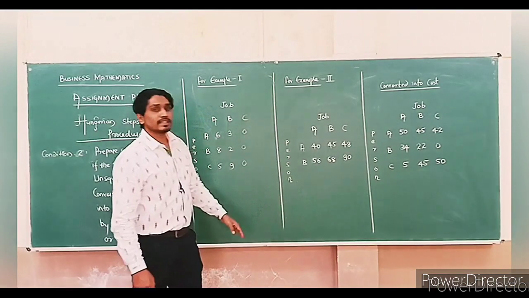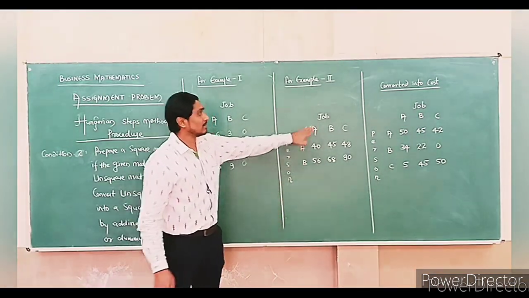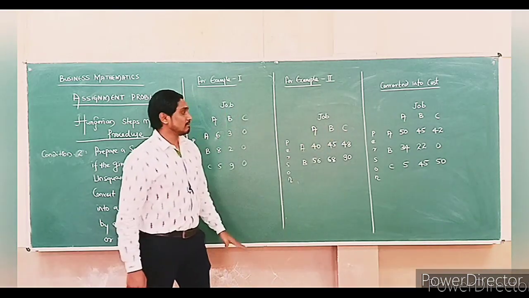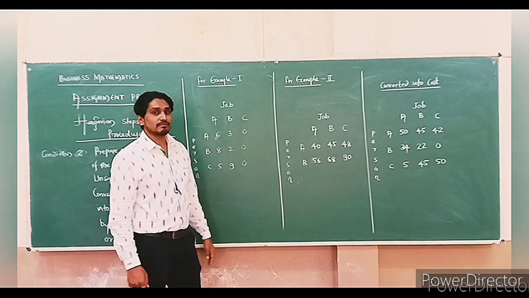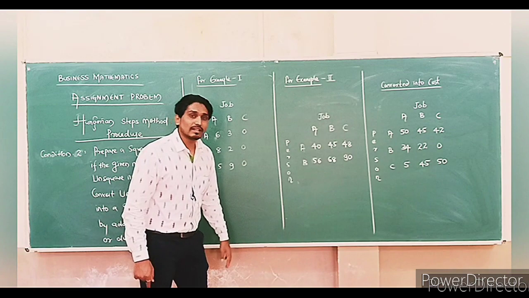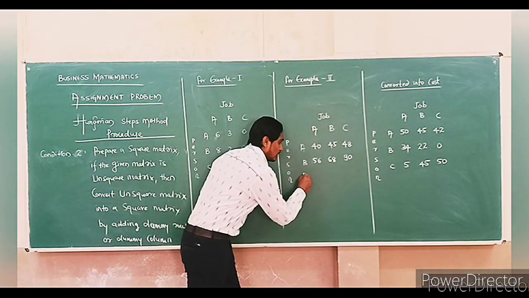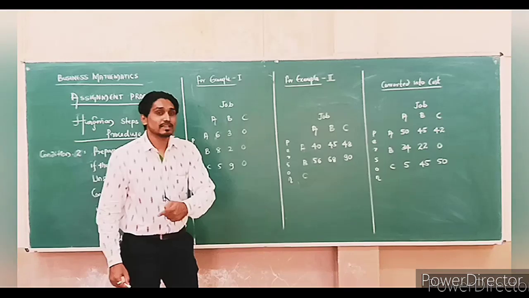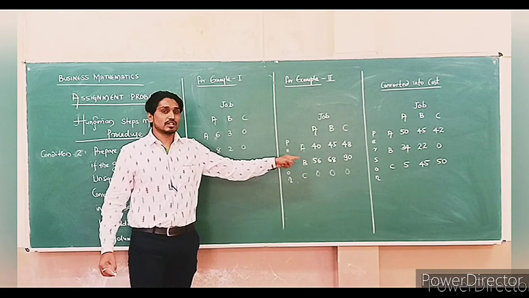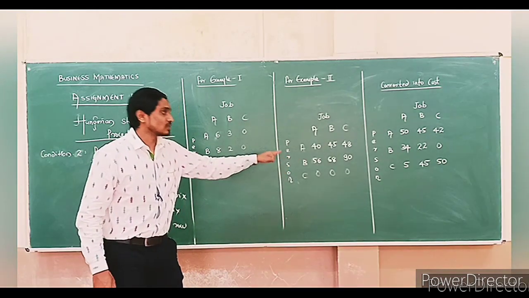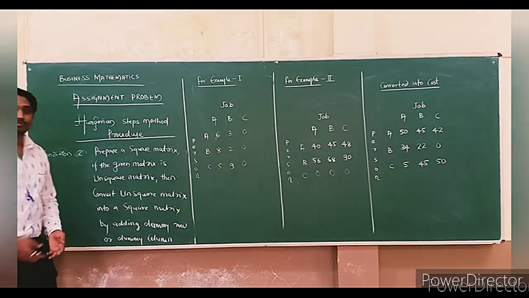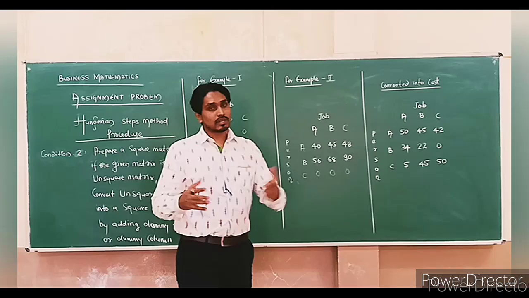Now here is another example, example number 2. Say the jobs are 3 here: job A, job B and job C, but the persons are 2, person A and person B. Again it is an unsquared matrix. To make it a square matrix, we have to add a dummy row, dummy person C, with 0 cost element. Correct? Now it is nothing but the conversion of an unsquared matrix into a square matrix. So this is the example to understand the condition. Condition number 1 and condition number 2 are completed.